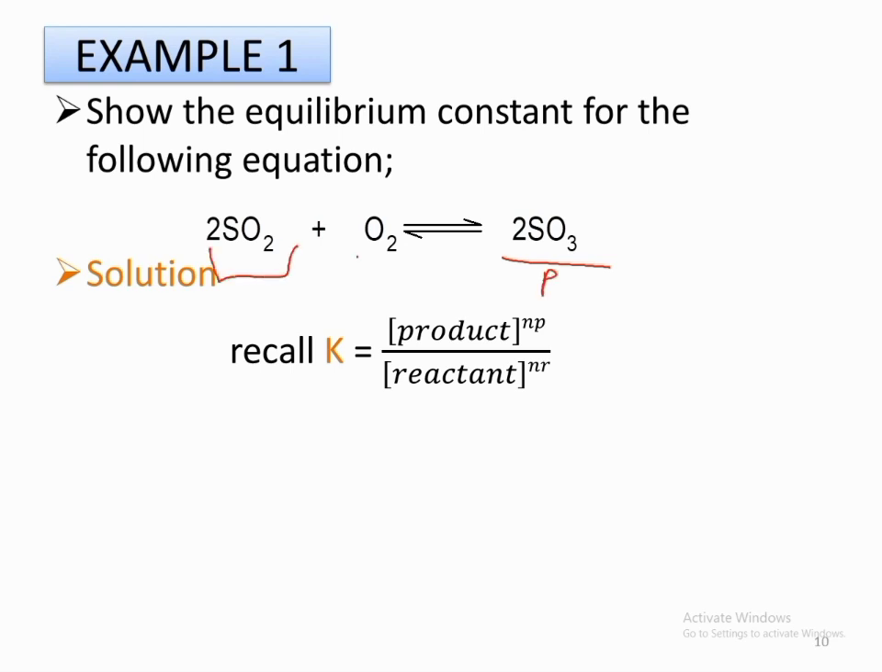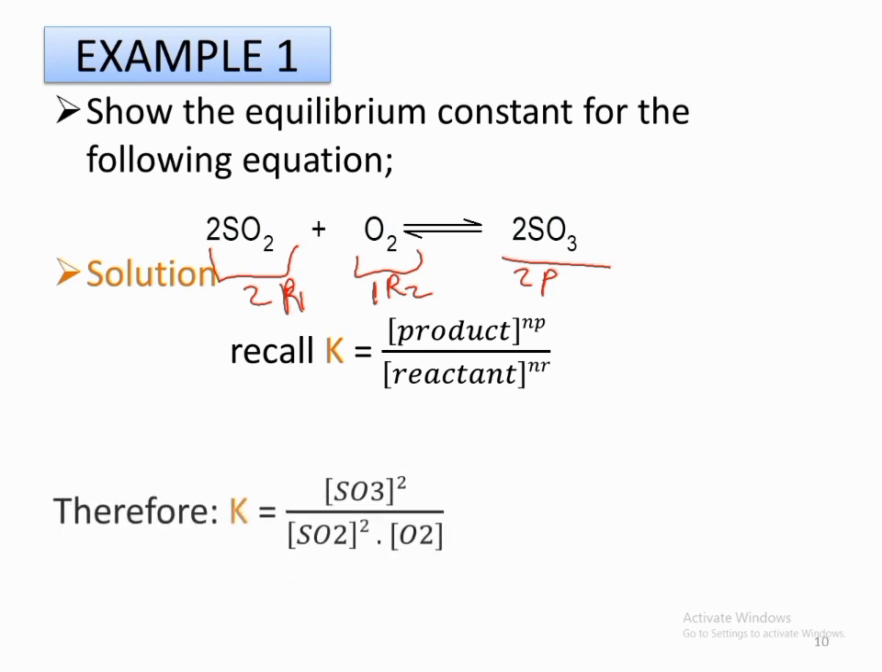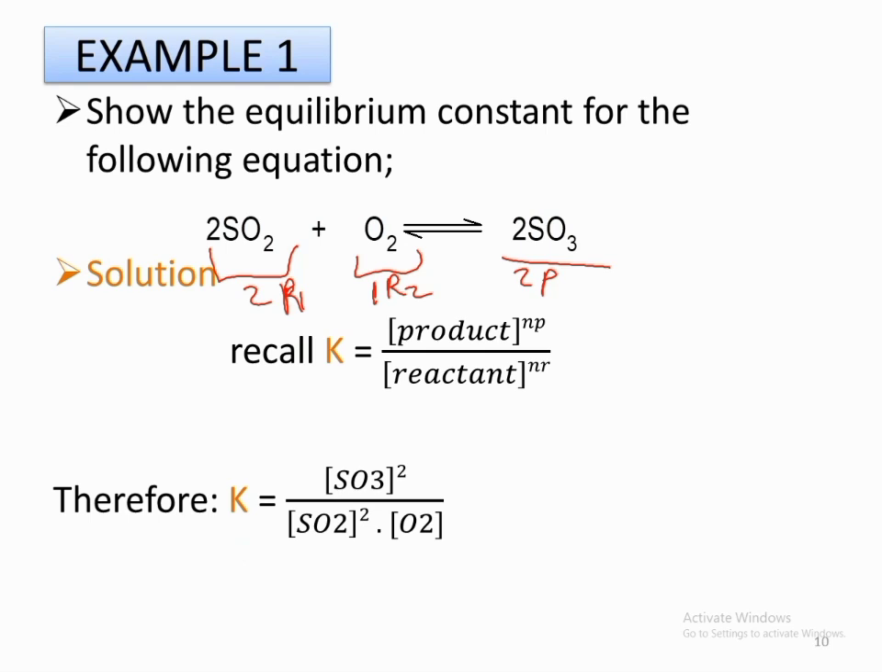Where are the reactants? These are the reactants. So we have 2 moles of this product here, and 2 moles of reactant 1, and a mole of this reactant 2, which is oxygen. So it's going to be K equal to SO3 raised to power 2 divided by SO2 raised to power 2 multiplied by oxygen raised to power 1, because the mole of oxygen is 1. Take note of that, it is product over reactant. Okay, let's look at an exercise.